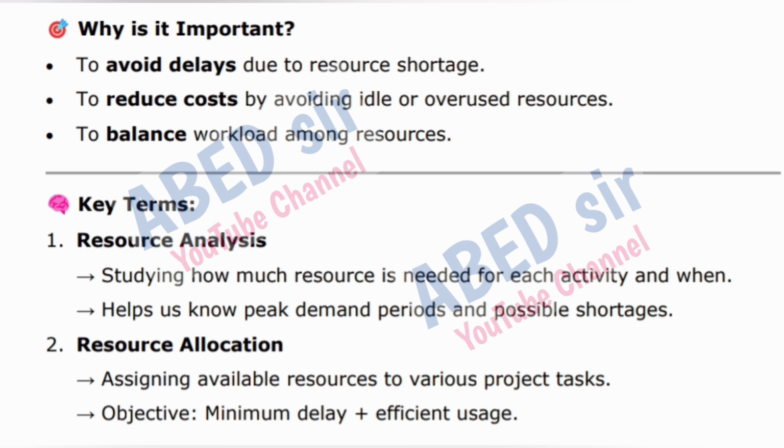Key terms. 1. Resource analysis. Studying how much resource is needed for each activity and when. Helps us know peak demand periods and possible shortages. 2. Resource allocation. Assigning available resources to various project tasks. Objective: minimum delay plus efficient usage.